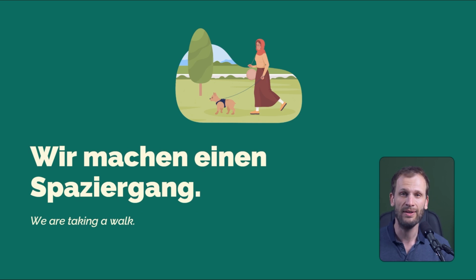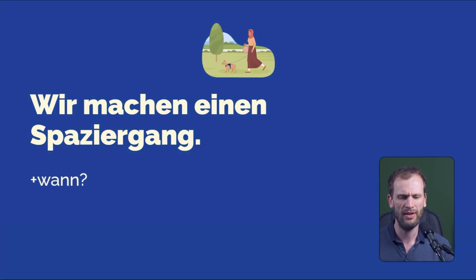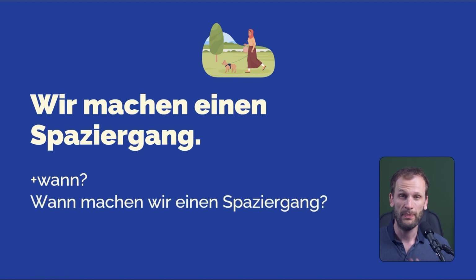Wir machen einen Spaziergang. We are taking a walk. How about adding a question word and making this a question? How about the question word wann? That would give us wann machen wir einen Spaziergang? So now we have a question word. It comes first and then the verb comes second. The verb comes always second in main clauses unless we have a question without a question word, by the way, which we saw earlier. So when are we going for a walk? When are we taking a walk?